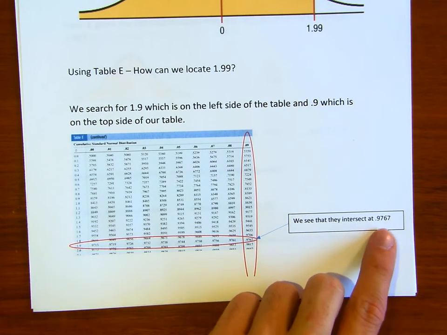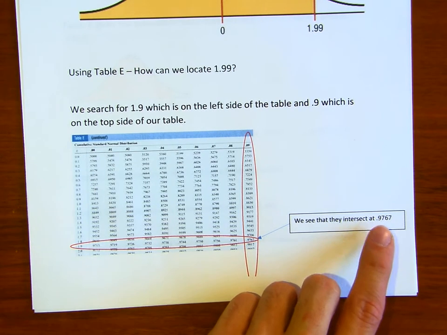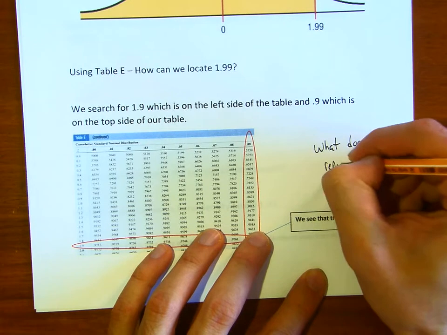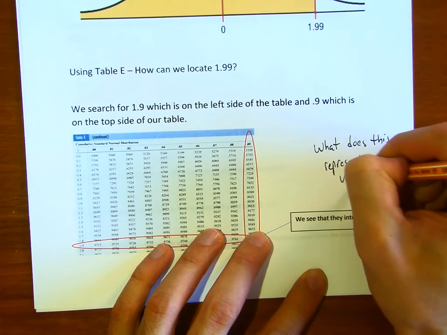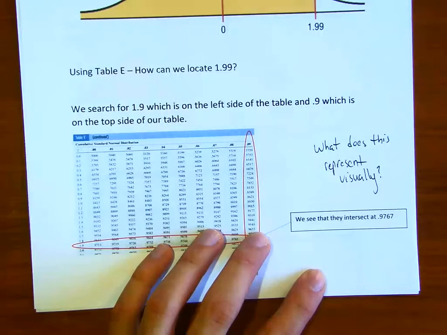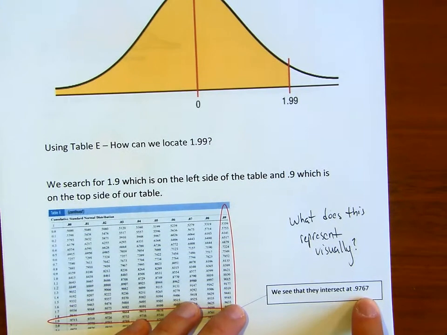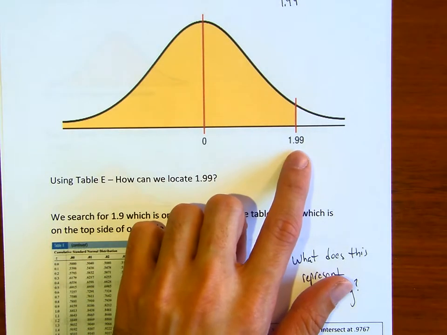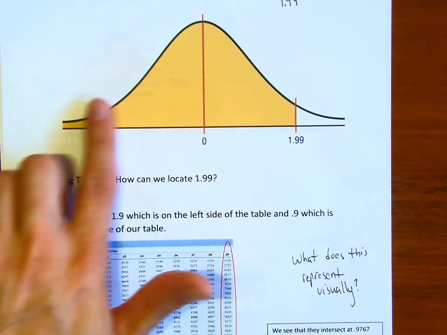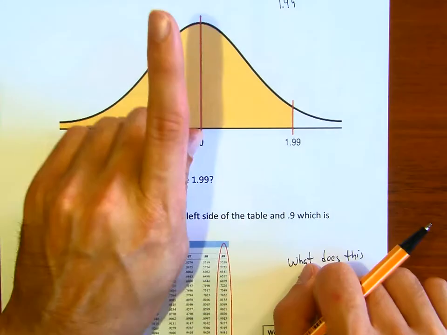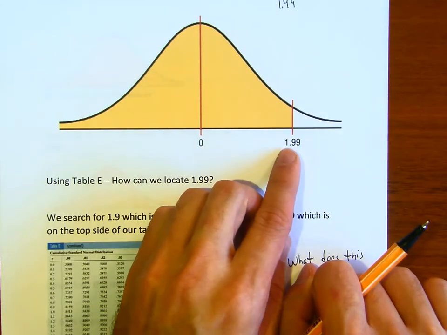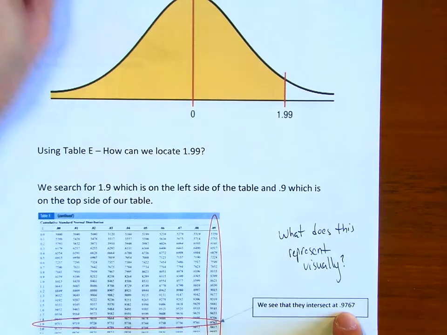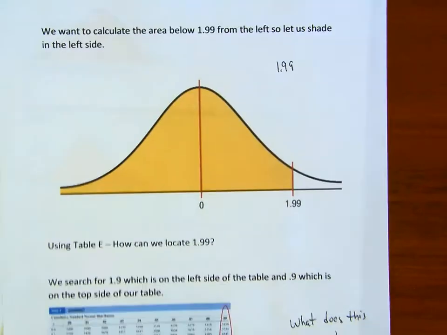So what does that 0.9767 represent? What does this represent visually? If you want, pause the video and just think about it. This 0.9767 represents the area to the left of 1.99. This whole entire area right here, because the whole entire normal distribution is 1. So what's the area left of this 1.99? It is 0.9767. Okay. Now to continue on, let me see.